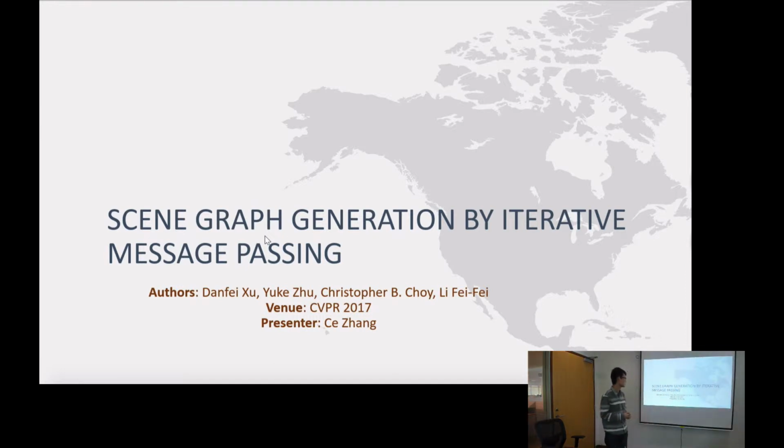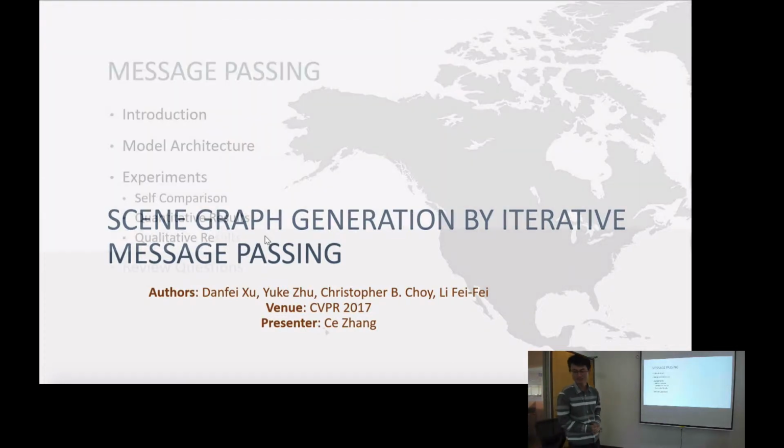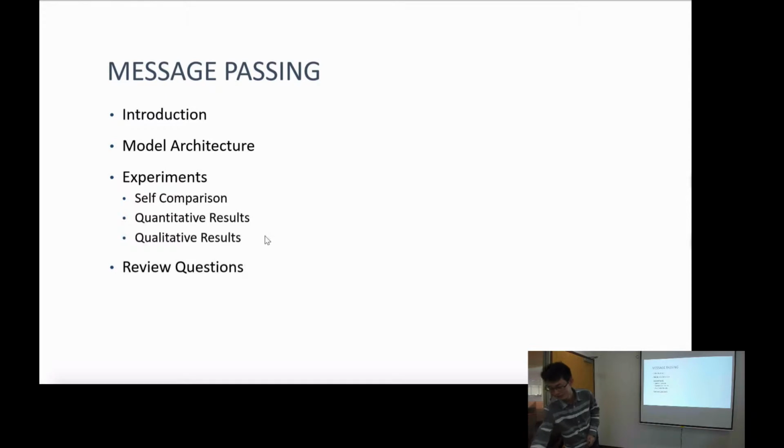So the model of this paper is called message passing, and this paper was published in CVPR in 2017. This paper is from the physics group. My presentation is divided into 4 parts. First, let's begin with the introduction part.